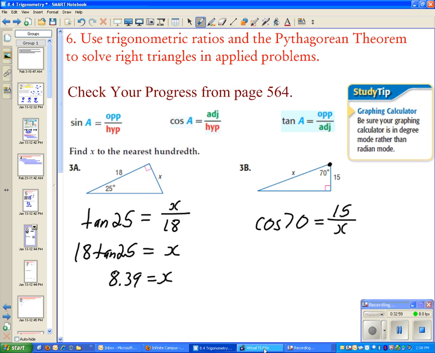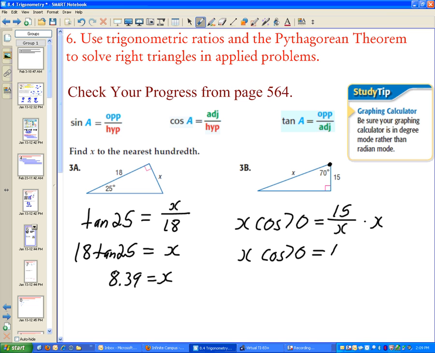That equation works. Now, like the one we just got through working, I want to clear fractions. So I need to multiply both sides by, don't say 15, by x. Why x? To make the x on the right go away. Now, I'm not going to get it solved in one step like I did 3A, but take it in stages. Get rid of the fraction. So times x times x. So I get x times the cosine of 70 equals 15.